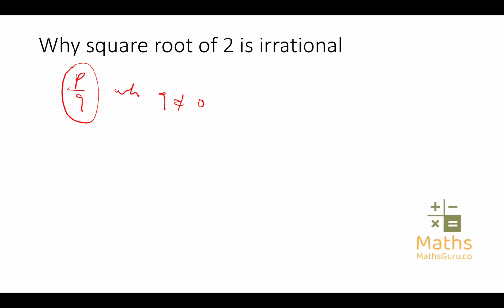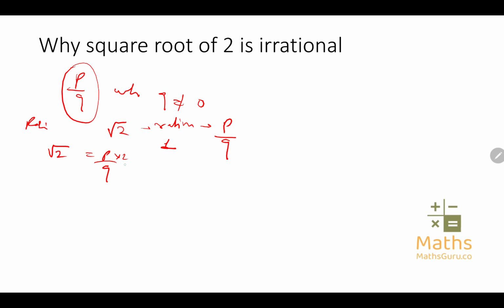In which we will assume that square root of 2 is rational. When I say rational, it means that it can be represented as p by q. At this moment, let's assume that this number is a rational number, and it can be represented as p by q. The thing over here is that p by q do not have any common factor except 1, because if there is any common factor, we can easily cancel it.